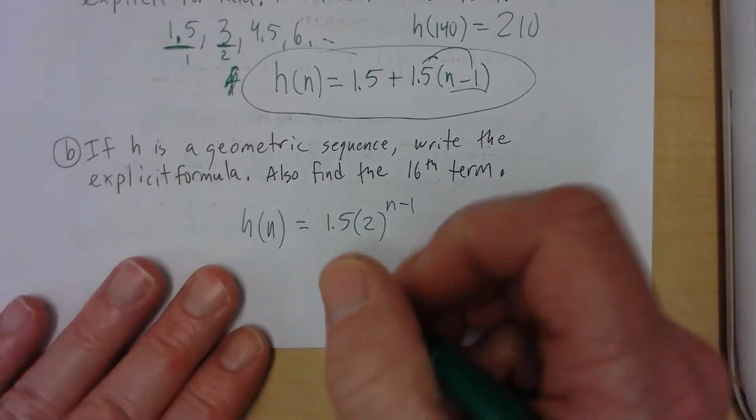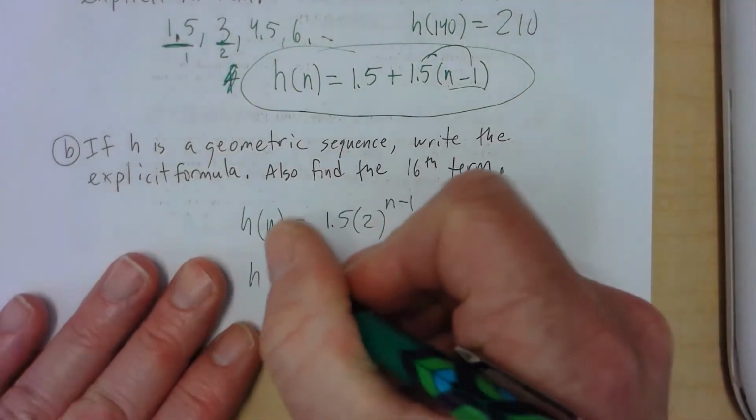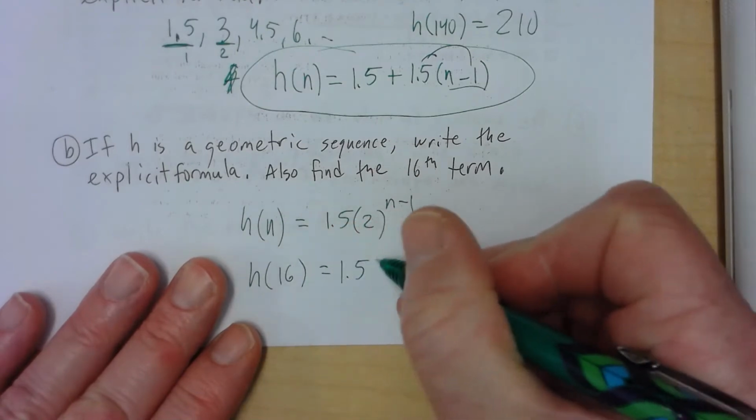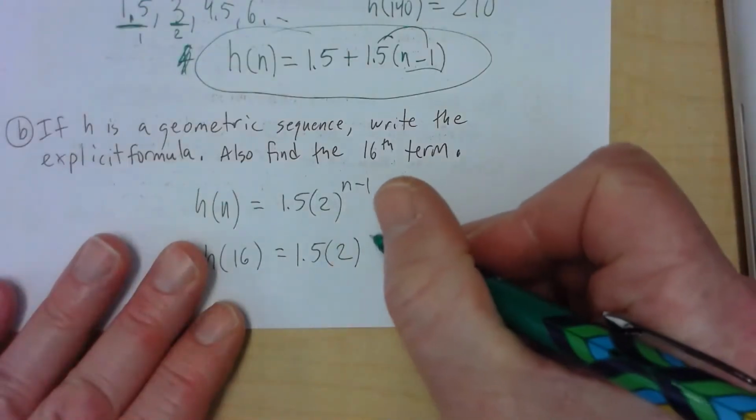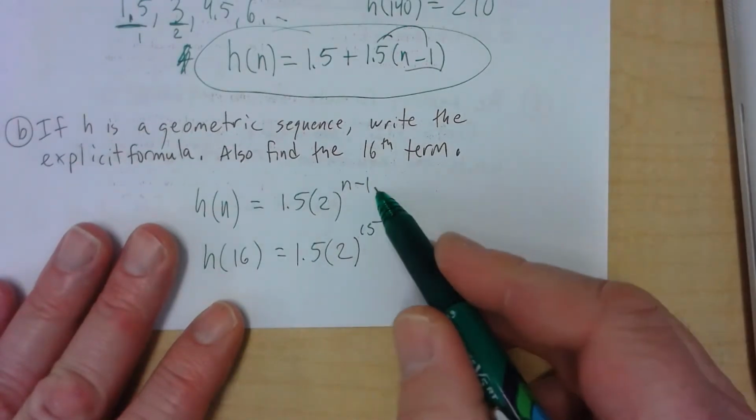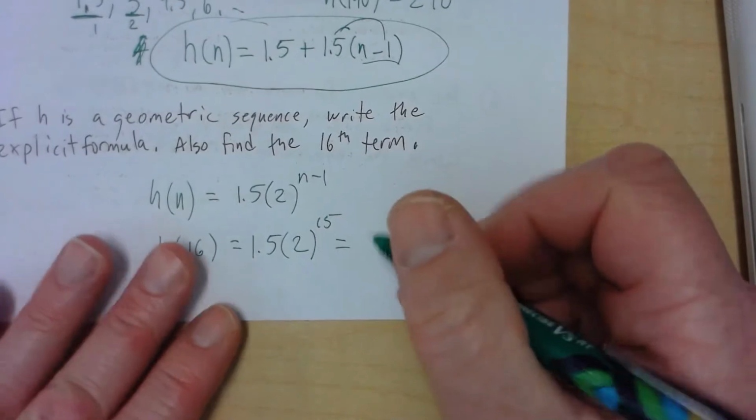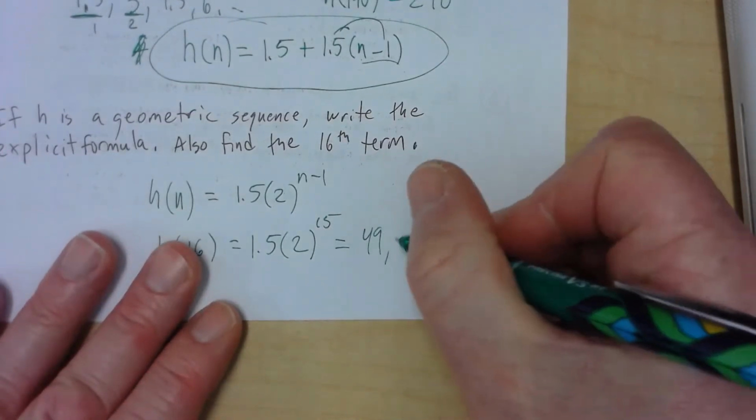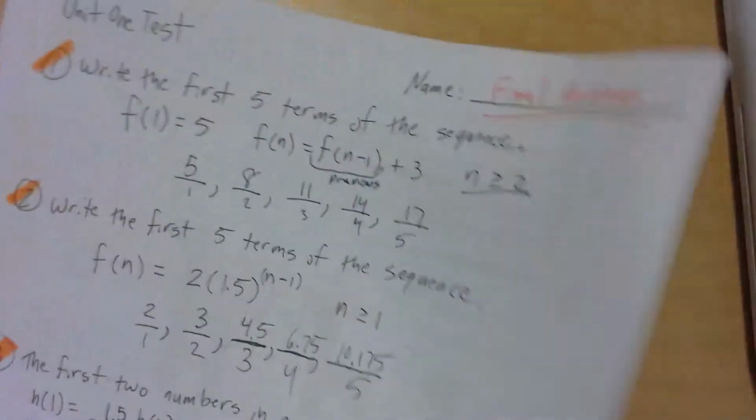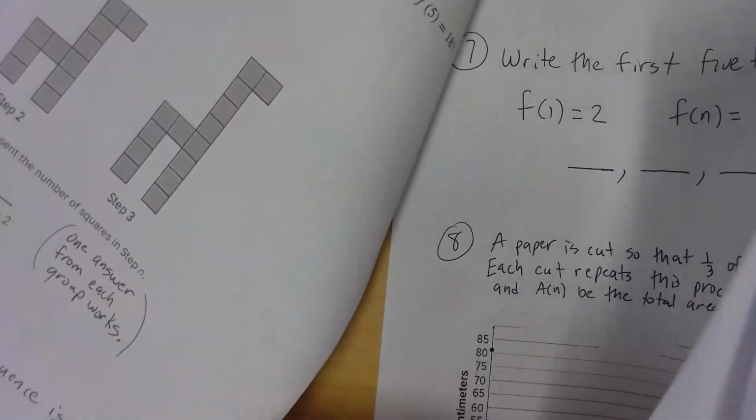So I want the 16th term. The reason why I did that is because these numbers get really super big really fast. So we're going to do 2 to the 16 minus 1, or 15th power, because it's 16 minus 1. And I type that in the calculator, I get 49,152.